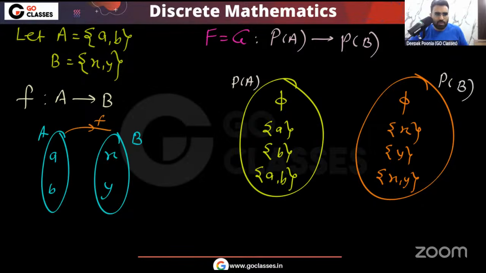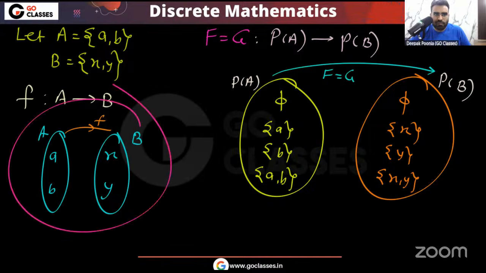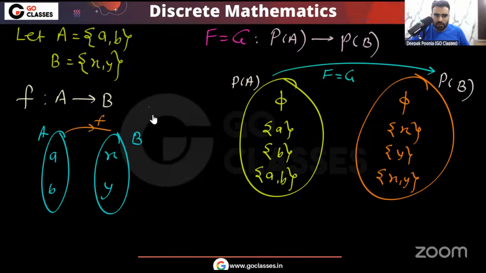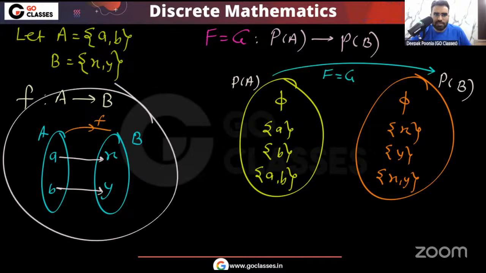Now this is our power set of A, this is our power set of B, and from the power set of A to the power set of B, this function we are defining, this capital F, or I can say capital G. And how is this mapping happening? Remember, this capital G function is defined with respect to the small f function. So let me first take the small f function, then I will find the capital F function. Let me assume that a is mapping to x, and let me assume that b is mapping to y. In this small f function, let me assume this is the function.